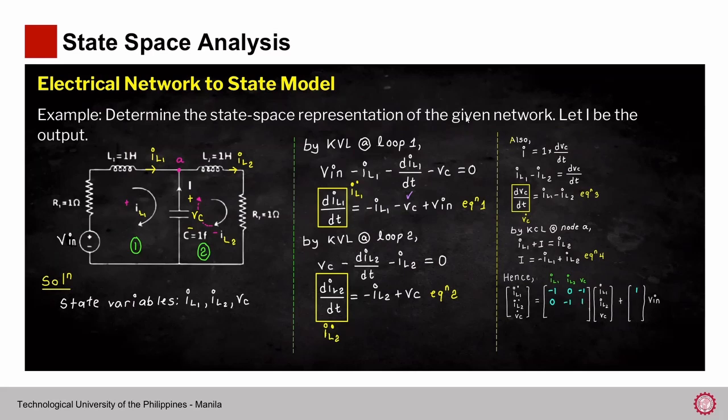Look at equation 2, walang V in diyan. So that is 0. Okay, now let's go back sa equation 3 naman. Sa equation 3, IL1 is positive 1. Okay, IL2 is negative 1. We don't have any VC here, so we put 0 sa VC. And then we also don't have any V in, so we put 0 sa V in.